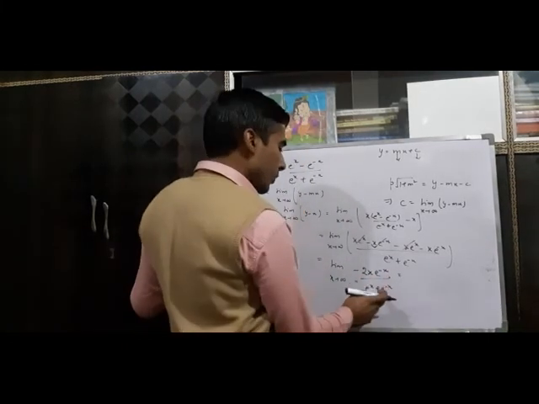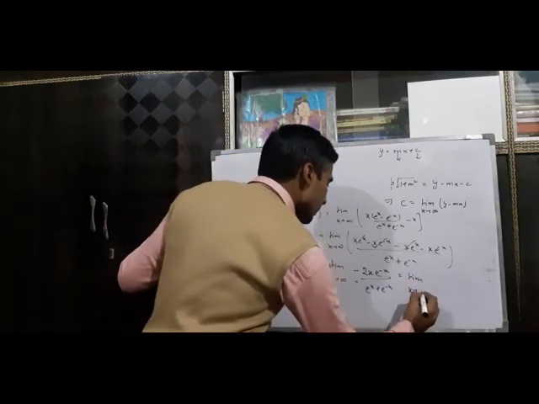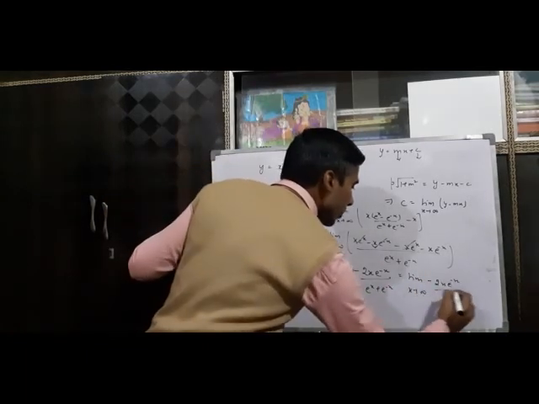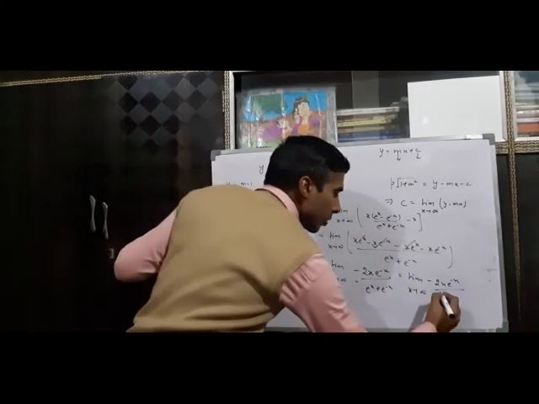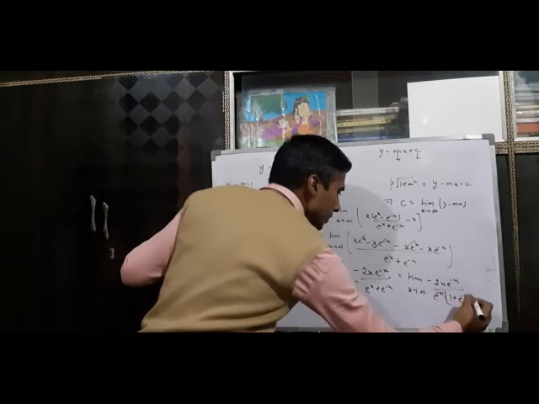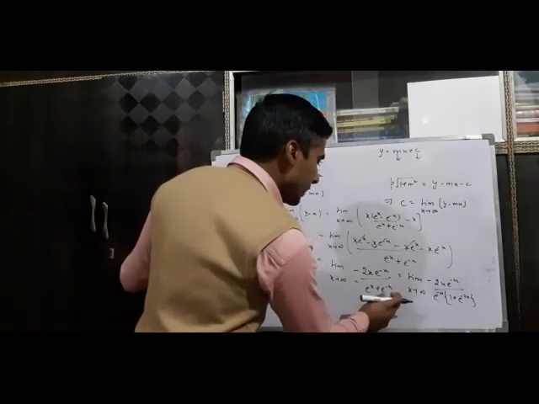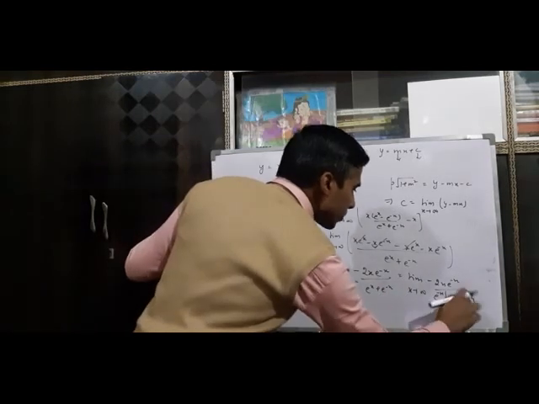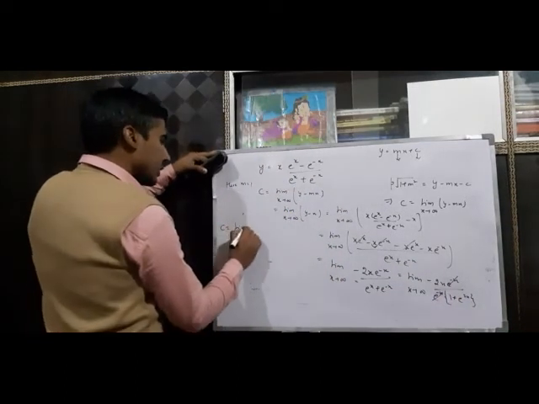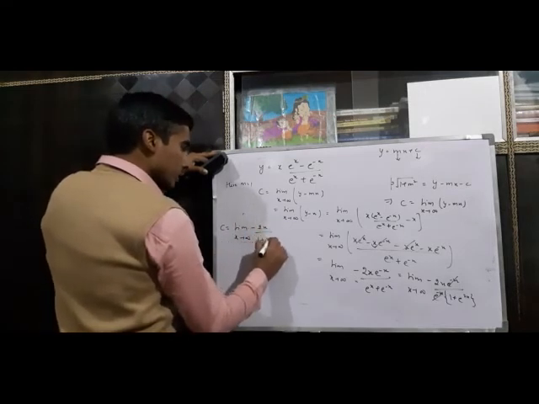In the denominator we take e^(-x) common. We can rewrite it as limit x tending to infinity minus 2x e^(-x), and over e^(-x) times (1 plus e^(2x)). So e^(-x) will cancel, so we get c is limit x tending to infinity minus 2x upon 1 plus e^(2x).